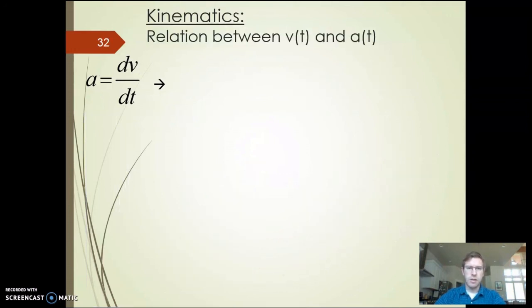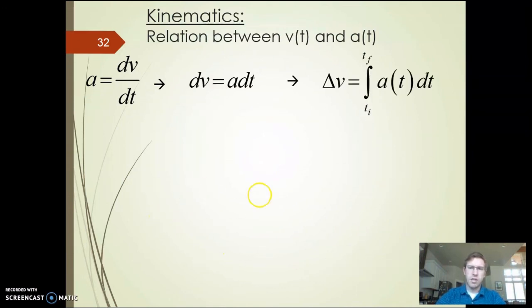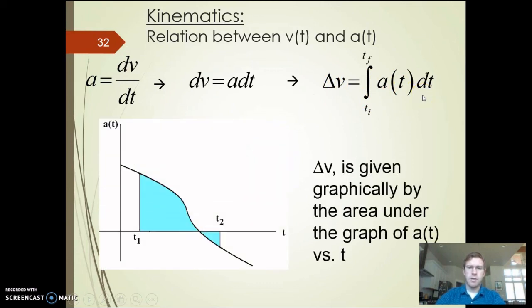Same thing is true with acceleration and velocity. Acceleration is the derivative of velocity with respect to time. So we can solve and find that the change in velocity, keep in mind the delta, this is the change in velocity, is the integral of acceleration with respect to time. So again, graphically, that's the area under the acceleration versus time graph. Keeping in mind, if you're above the 0 point on the y-axis, you have a positive area, and below it's a negative. So keep that in mind. But again, acceleration is the derivative of velocity with respect to time. Change in velocity is the integral of acceleration versus time.